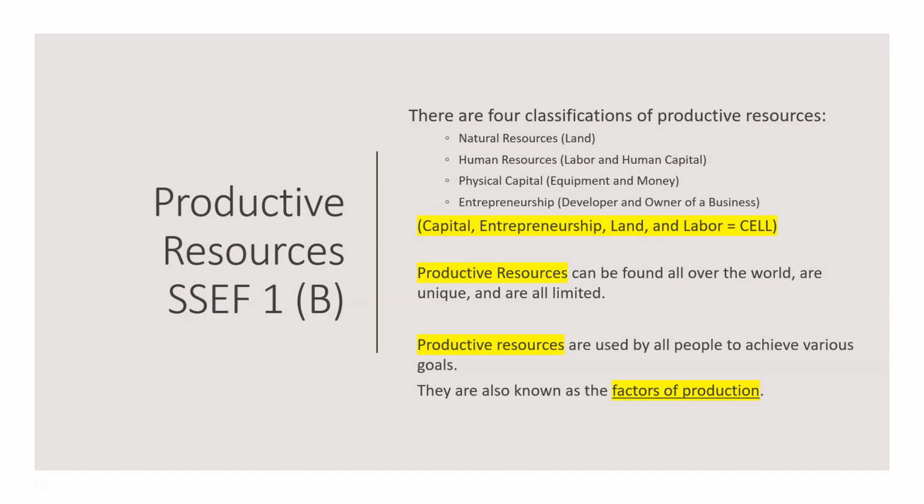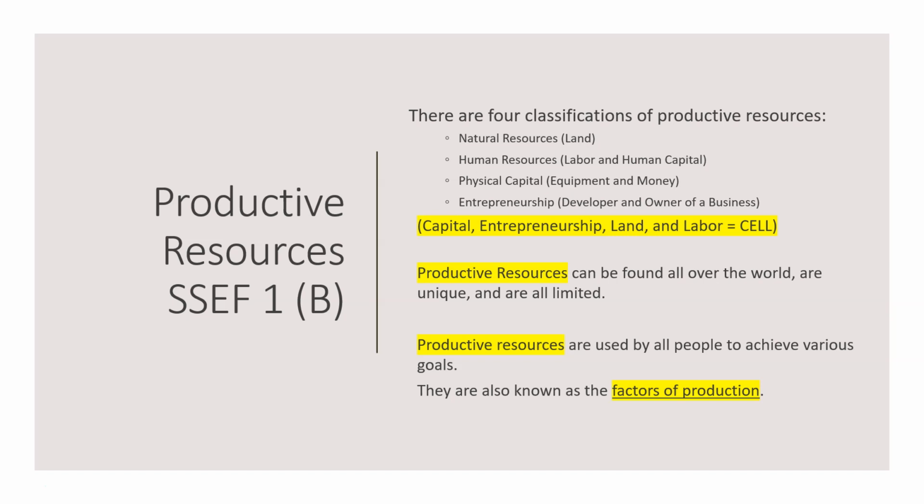Now, these productive resources can be found all over the world. They are unique and are all limited. And understand, in some parts of the world you may find certain productive resources, but you may not find those productive resources in other places. Instead, they have different productive resources. So we all have to work together and live in kind of a global society, and we'll have to trade our different resources to sustain the life that we have to have and the life that we need or want to have.